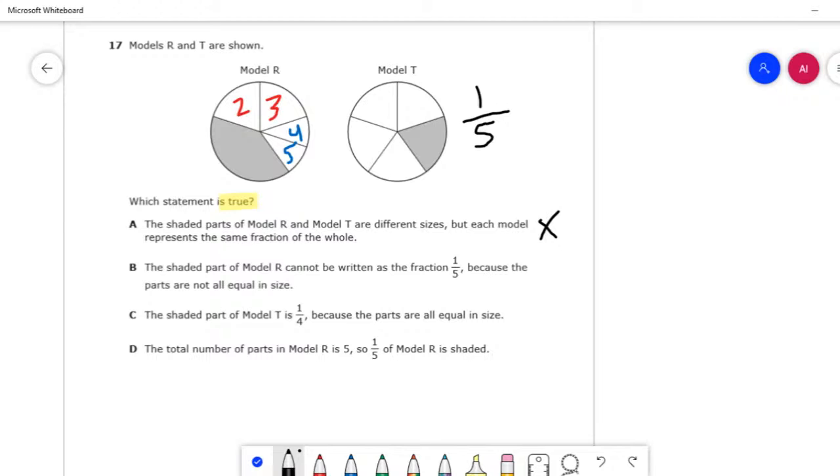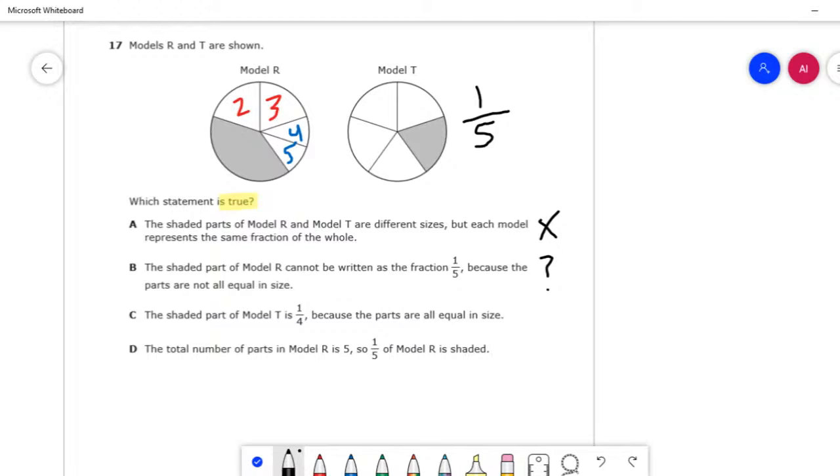They do not represent the same fraction of the whole. Answer choice B says, the shaded part of model R cannot be written as the fraction 1/5 because the parts are not all equal in size. And that's true. That's what we were just talking about. In order to write a fraction accurately, all the parts have to be equally sized. If the parts are different sizes, we cannot write that as a fraction. And because that's what answer choice B is telling us, this could be the right answer. It's true.